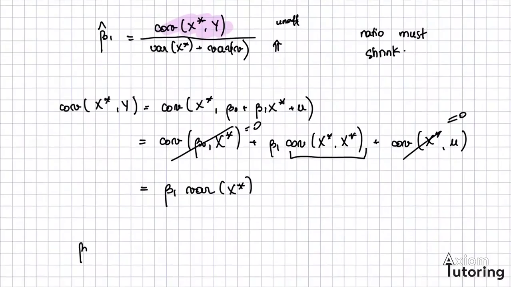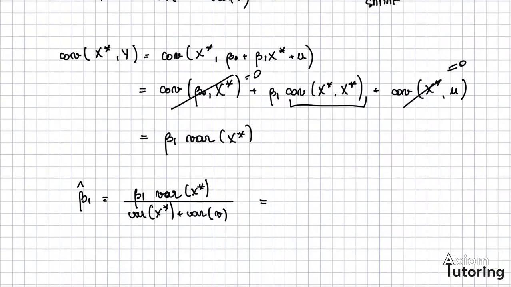So ultimately, it turns out our beta 1 hat can be further written as beta 1 variance of x star divided by variance of x star plus the variance of v, okay? And another way to write this so we don't have to write variance all the time is beta 1 times sigma square of x star divided by sigma square of x star plus sigma square of v. Okay?